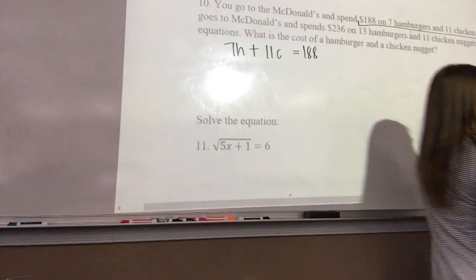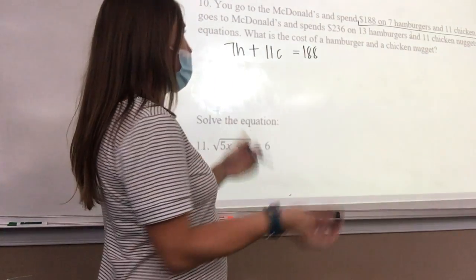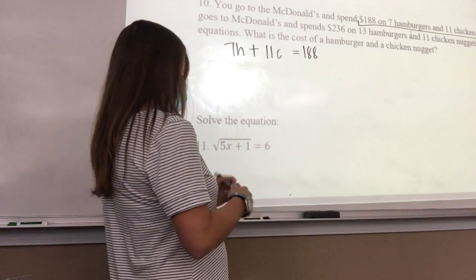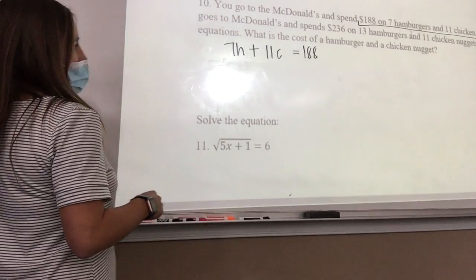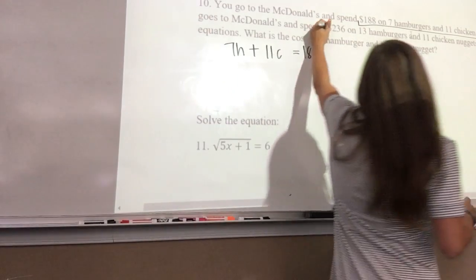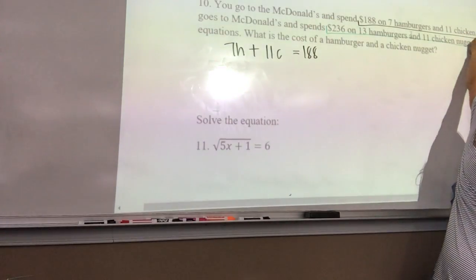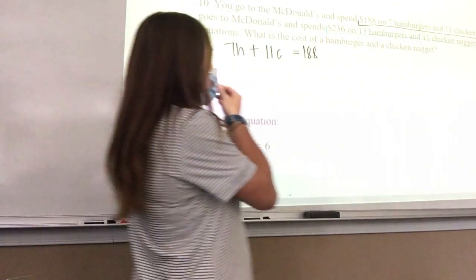We spend way too much money on this food. 7 hamburgers and 11 chicken nuggets cost us $188. And then our friend goes and spends even more money. And I'm gonna do this one in green. So what would this one be?